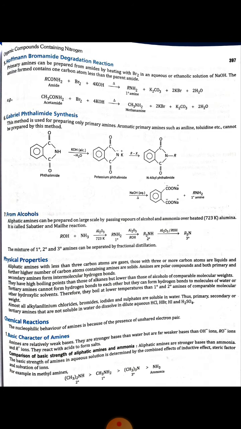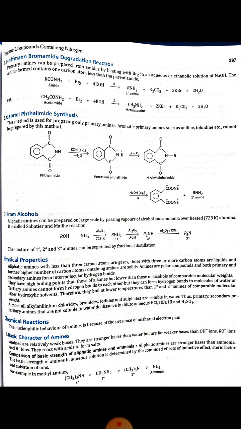Next we have the Hofmann bromamide degradation reaction. In this, as you know, the formula for the amide group is CONH2. When it is attached to an R, it gives you the alkyl amide, that is RCONH2. In the presence of Br2 and KOH with heat, there is a formation of RNH2, K2CO3, plus KBr plus water.